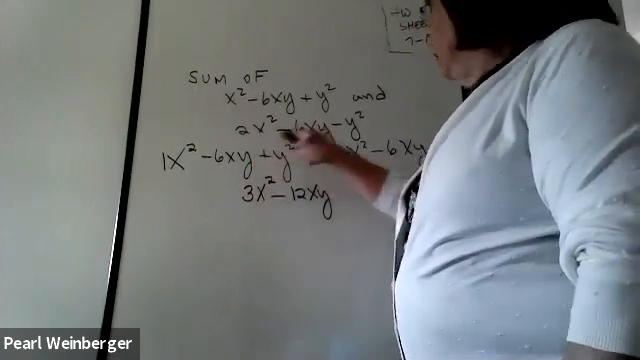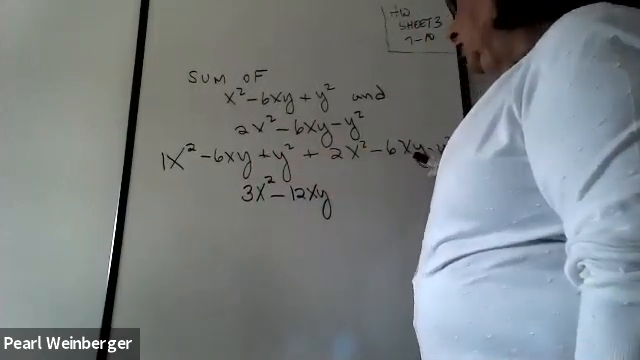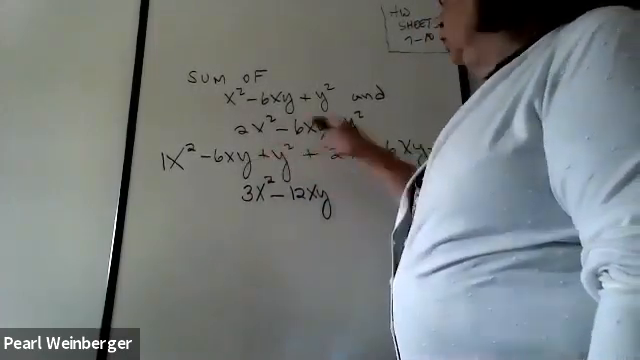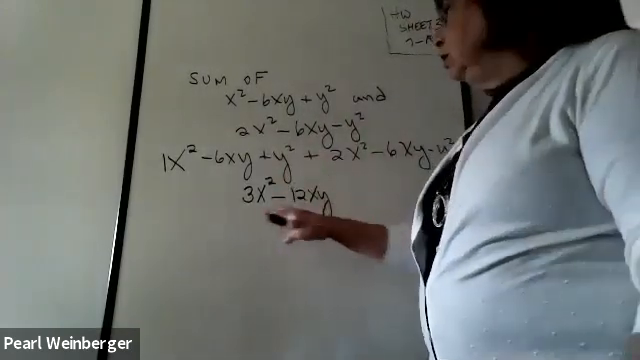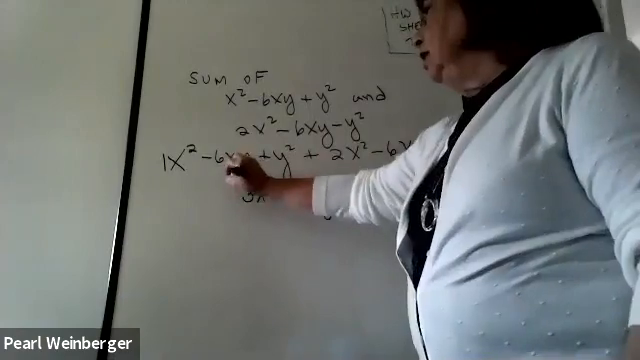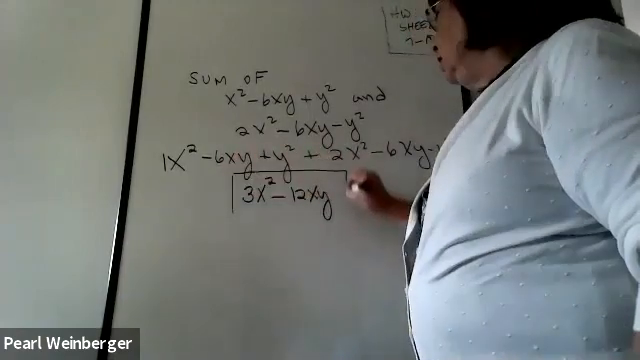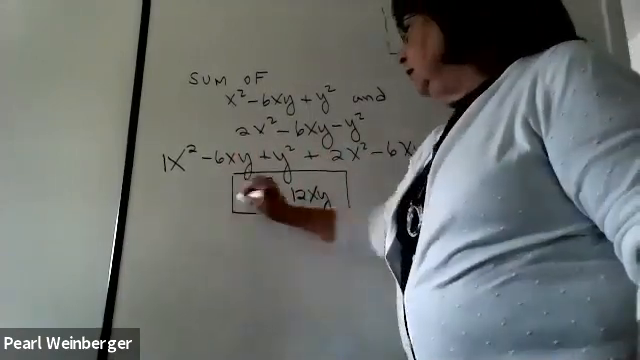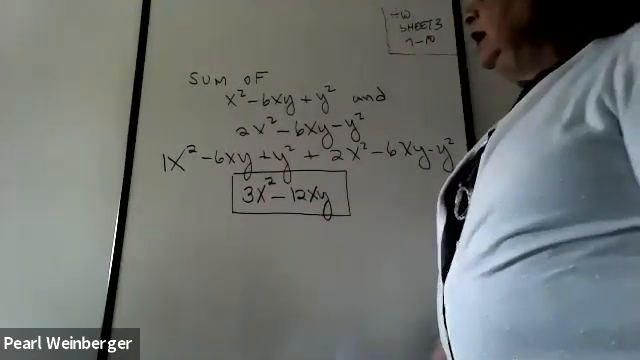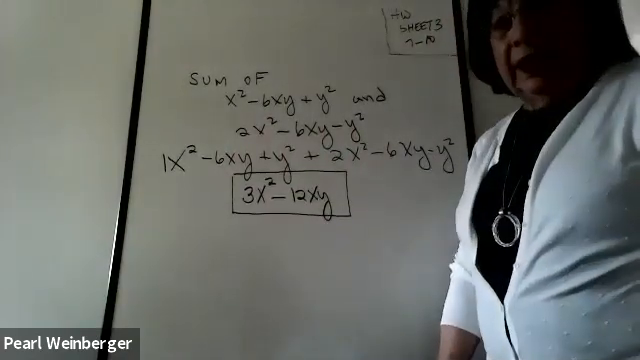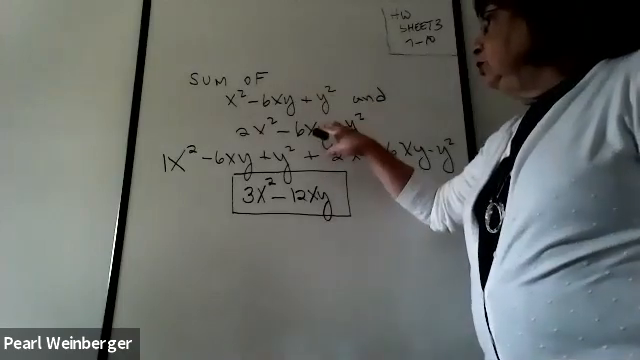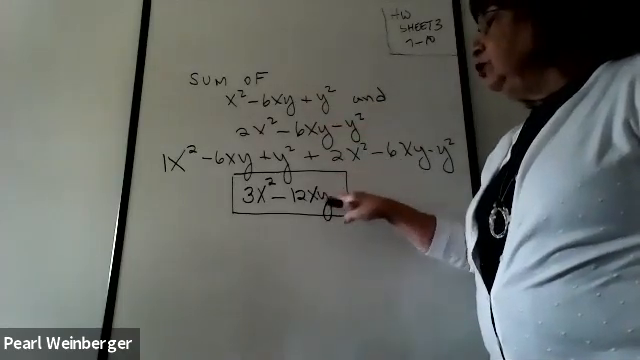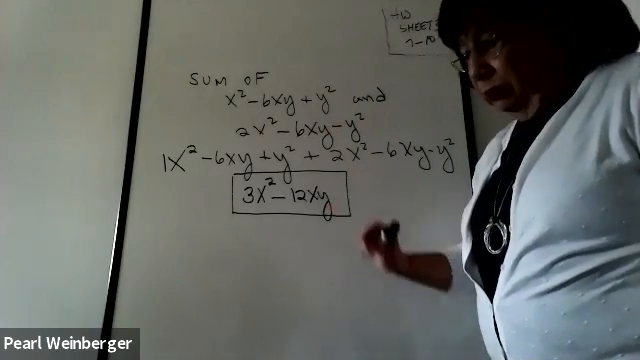Finally, I have a y squared and a negative y squared. So this is a plus 1 y squared and a negative 1 y squared. That adds up to 0, so I don't have any y squared. My answer comes out to be 3x squared minus 12xy. So we combine all the like terms. It turns out when we added these two trinomials, our answer was a binomial.